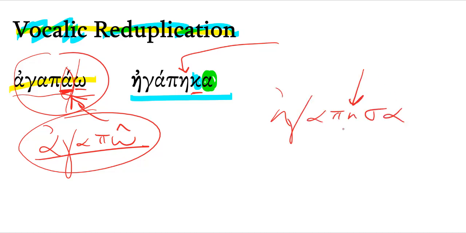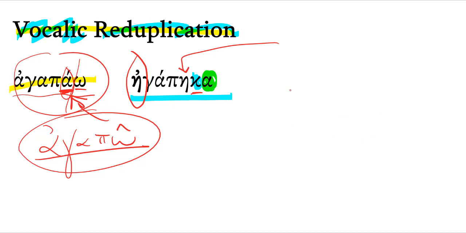We would have the lengthened contract vowel. We'd have the sigma alpha, right? All that's the same. But then here, you notice what we have. Normally, when a verb begins with a vowel, rather than reduplicating, the initial vowel will just lengthen. So in other words, it won't look any different than if you were augmenting it.